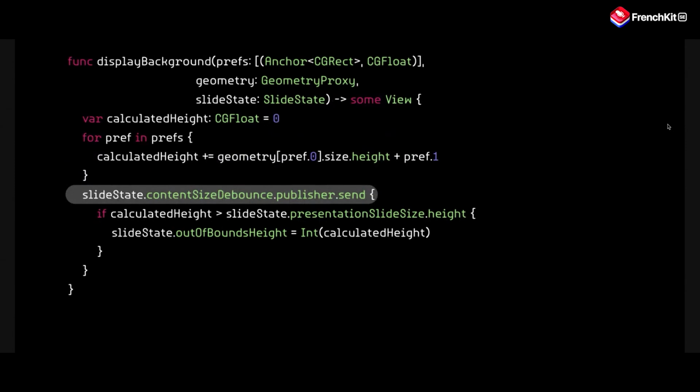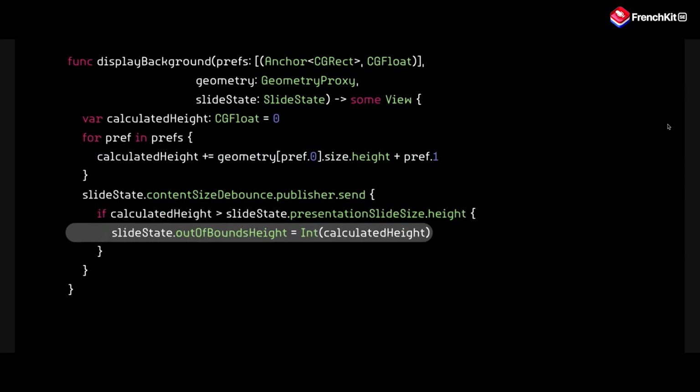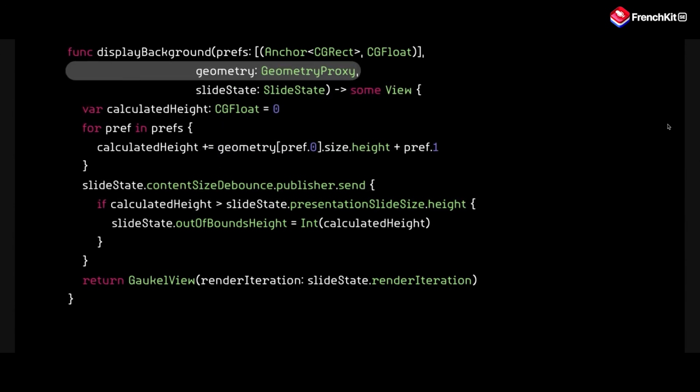So that means it takes some time until it's triggering. And when you trigger it again, it will take a longer time. And if the calculated height is higher than the current presentation size height, then I know we are out of bounds, and then I'm saving it on an observable object so that everything will be noted. We are almost done because I need to return a view here, right? Because I'm supposed to create a background view here. And that's what I'm doing.